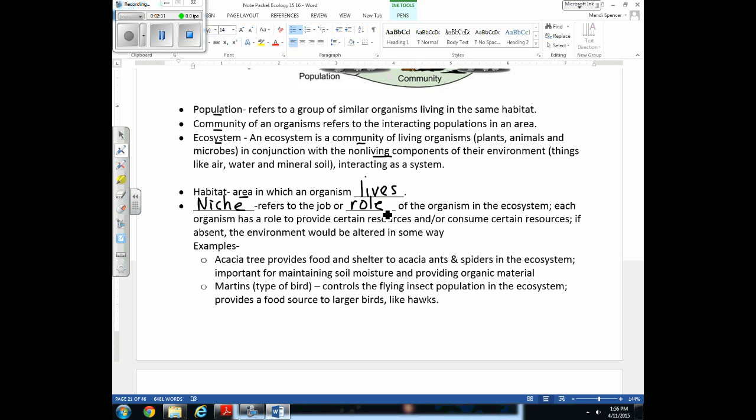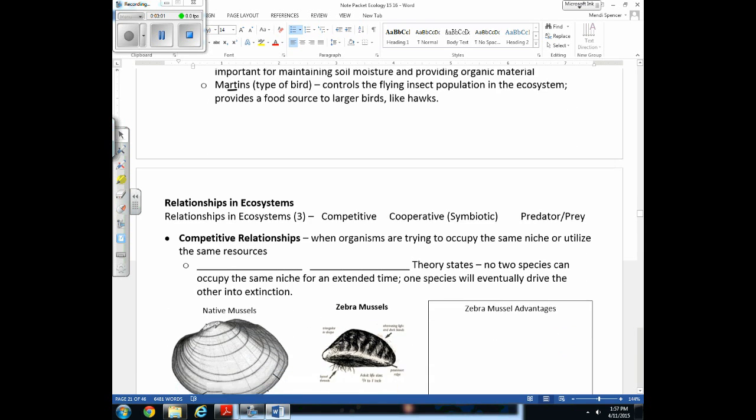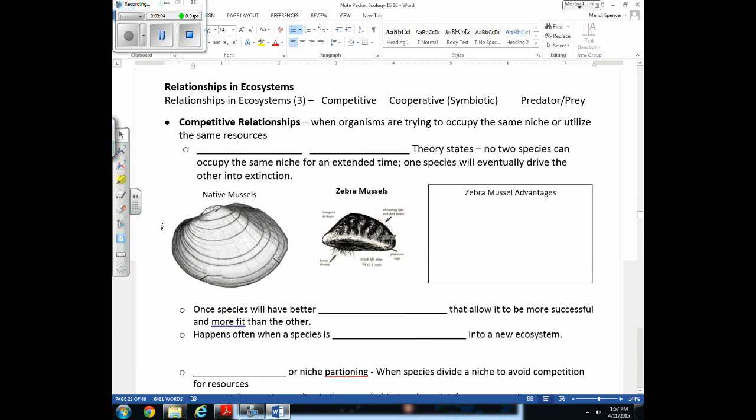So when we think about a plant or a producer like a tree, then think about what it's providing to that ecosystem. So in this situation, talking about this acacia tree, it's providing food and shelter, and it's also important in maintaining soil moisture. Whenever you think of like birds or frogs, think about what they're supposed to eat, because that's their job, is to control certain populations so those populations don't get out of control. So again, habitat is where an organism lives, and a niche just refers to an organism's job in that ecosystem.